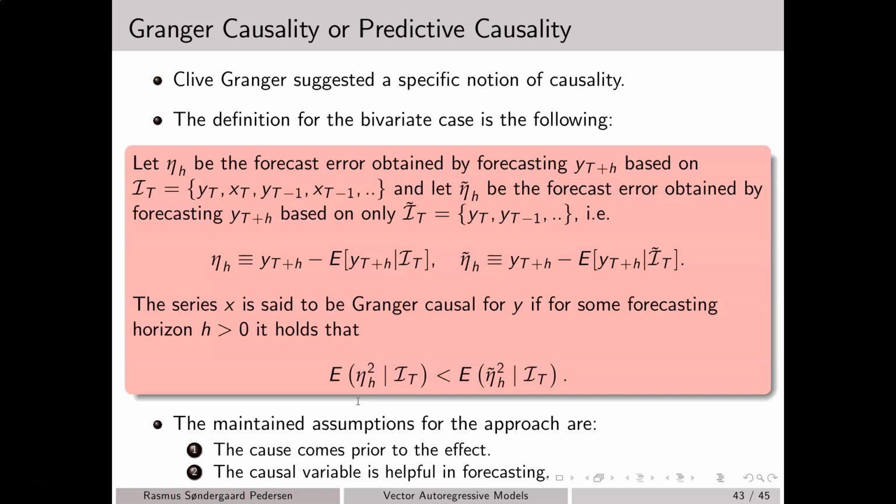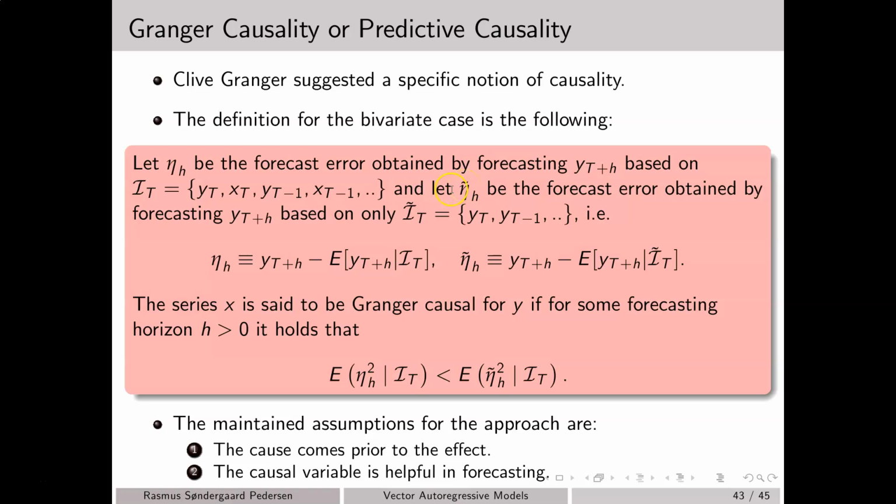We may define Granger causality as follows. So consider the so-called forecast error obtained by forecasting some variable y at time t plus h based on the information set until time capital T. Likewise, we may define the forecast error obtained by forecasting based only on the observations until time capital T of the y variable. This forecast error we may label eta h tilde.